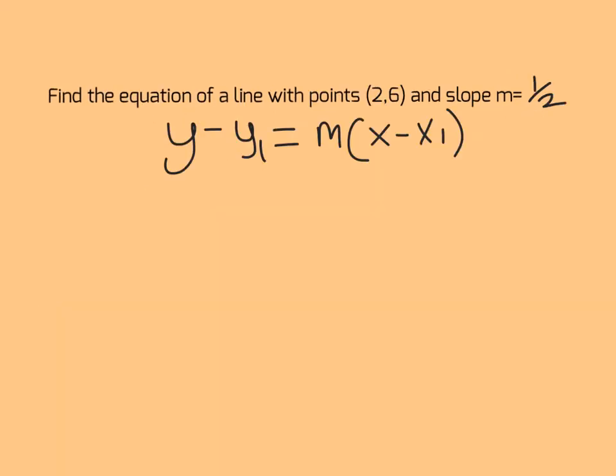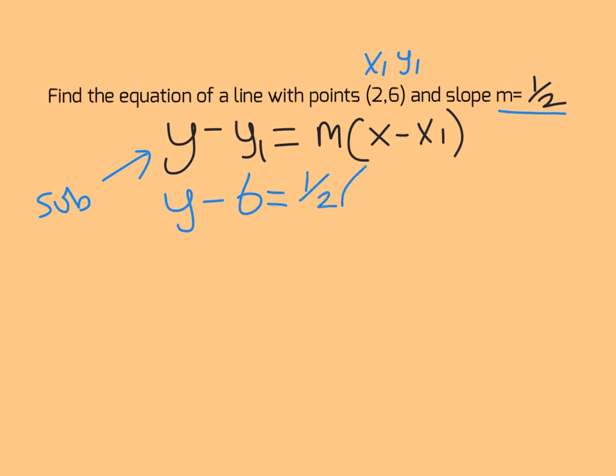Okay guys, have a go at this question and just press pause, and when you're done press play and I'll go through the answer. Okay, again starting off by labelling my point x1, y1, and all I'm going to do first is sub it in to this formula here. So I get y minus my y1, which is 6, equals my slope here, which is a half. Then I have x minus my x1, which here is 2.